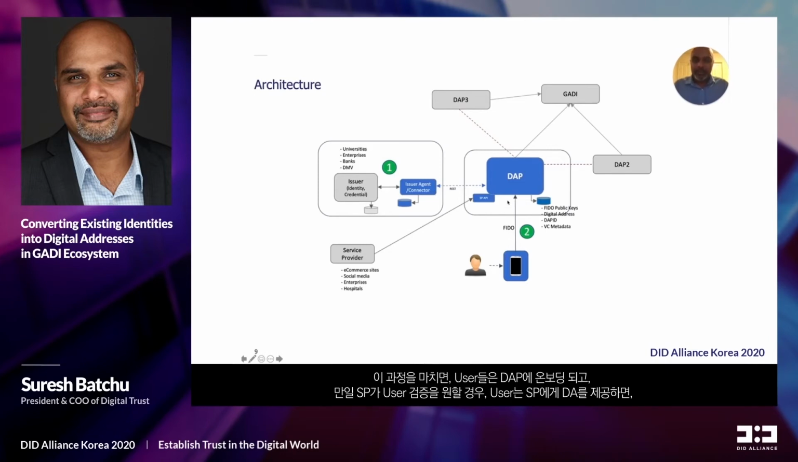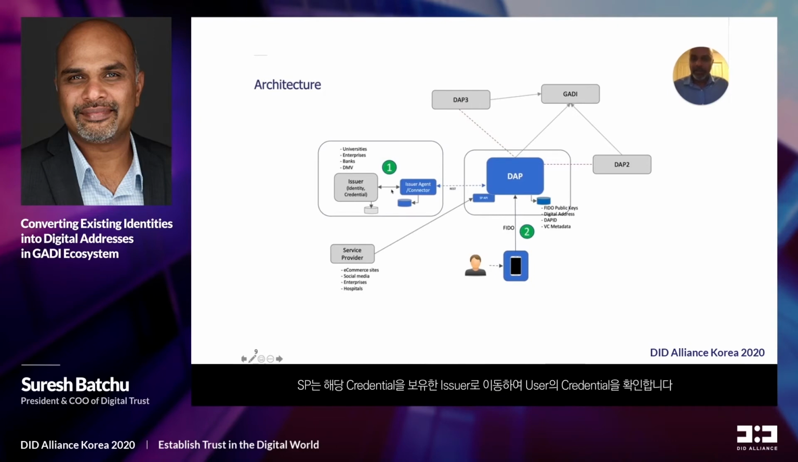Once that is done, the users are onboarded into the DApp. And now if any service provider wants to verify a user, the user will give them the digital address, and the service provider can go to the DApp and verify the user by doing the biometric authentication, or the service provider can verify the credentials of the user by going to the issuer of that particular credential.